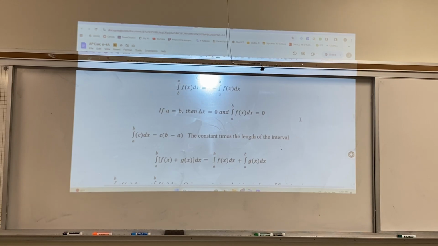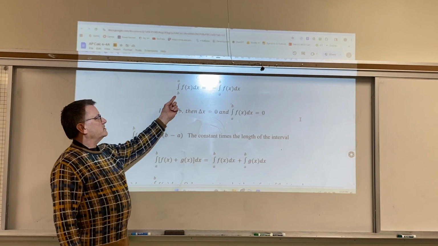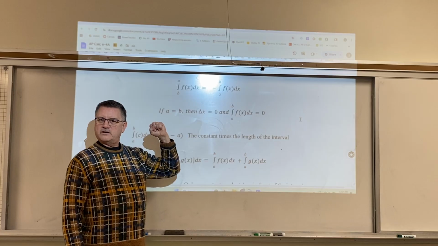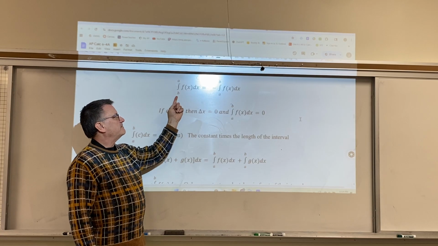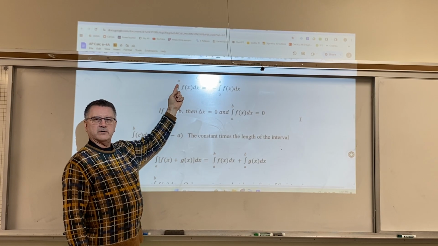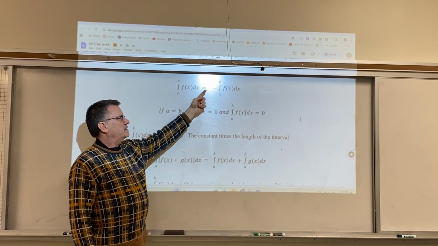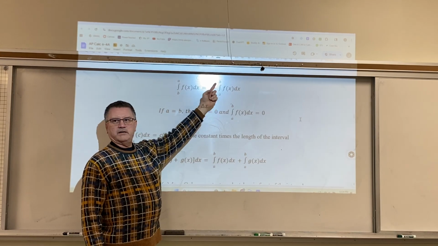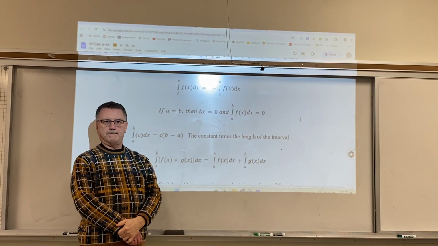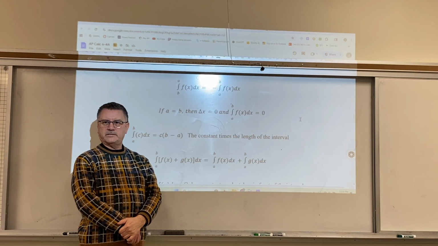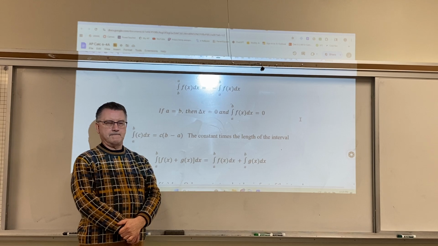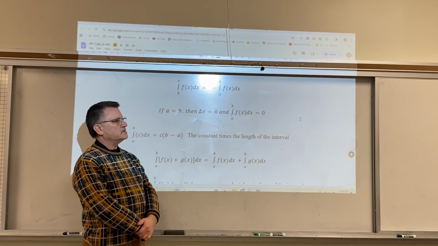Remember, the integral goes from the lower bound to the upper bound. So what if they have the upper bound first? It's going backwards from B to A. Oh, it's easy. It's the opposite of what it was, A to B. Just stick a negative out there. That's all you have to do. So it's like you're taking it away.